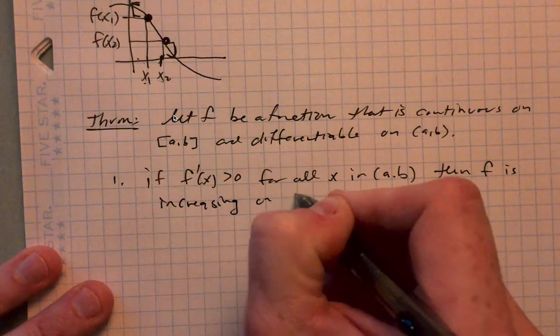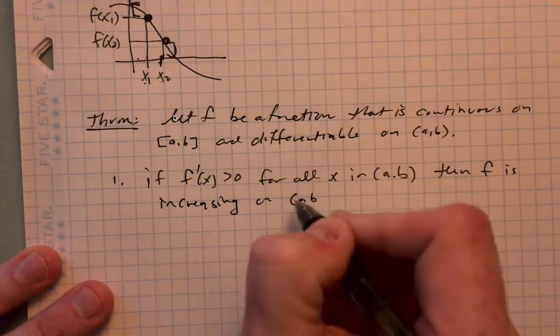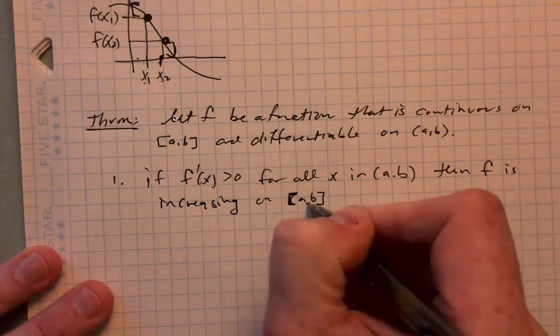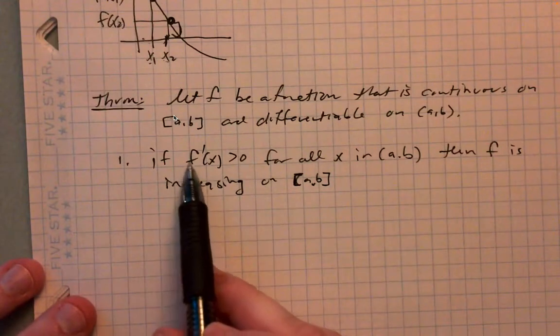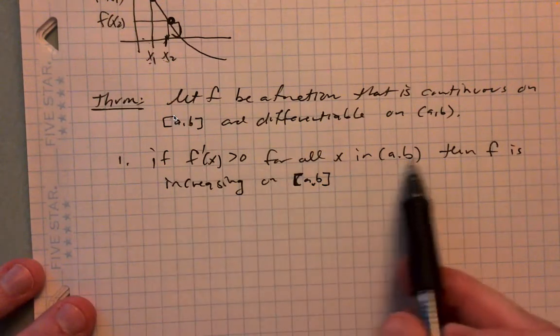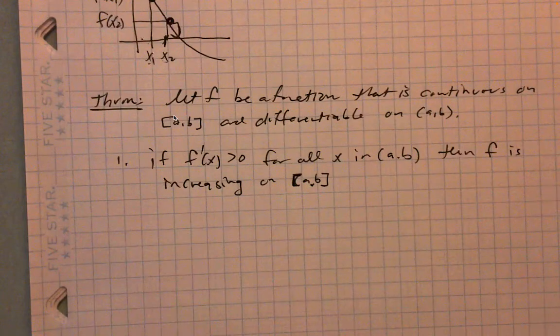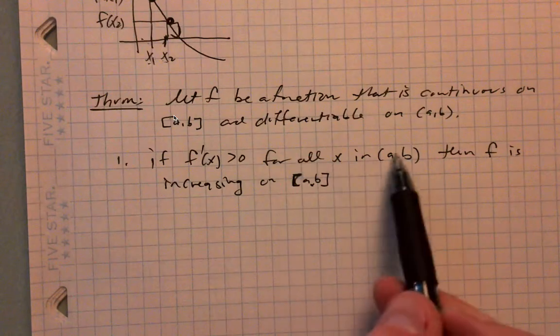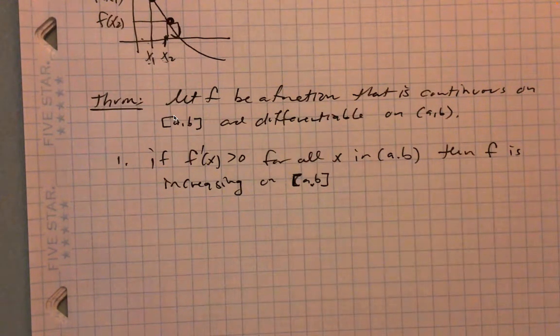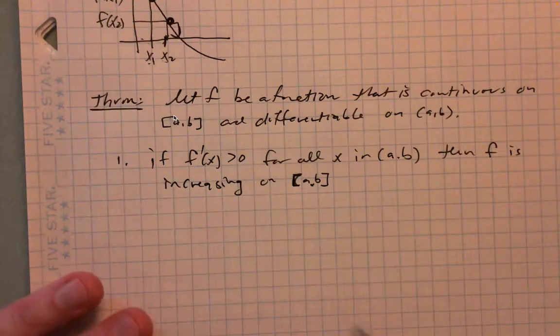On AB. Well, that should be closed interval AB, I think, right? So, okay. So that's the first thing. If the derivative is positive for all x in the interval AB, then the function is increasing on that interval, right? That's just by definition of what the derivative tells us. The derivative tells us the slope of the tangent line of the graph at any point. So if the slope of the tangent line is positive for every point in the interval AB, then the function is increasing on that interval. Okay, so that's the first thing.